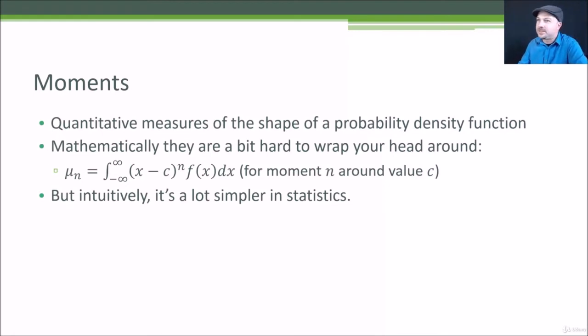So let's talk about moments. Basically, it's ways to measure the shape of a data distribution, of a probability density function, of anything, really. And mathematically, we've got some really fancy math notation here of how they are defined. If you do know calculus, it's actually not that complicated of a concept. We're taking the difference between each value from some value raised to the nth power, where n is the moment number, and integrating across the entire function from negative infinity to infinity. But intuitively, it's a lot easier than calculus.